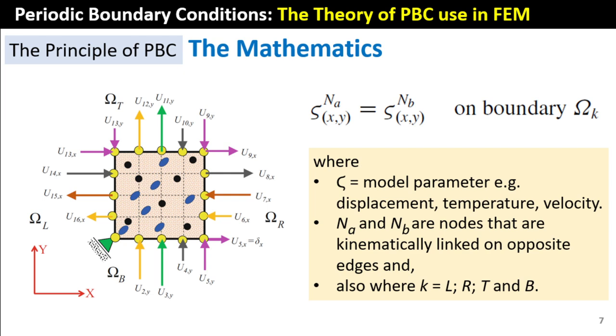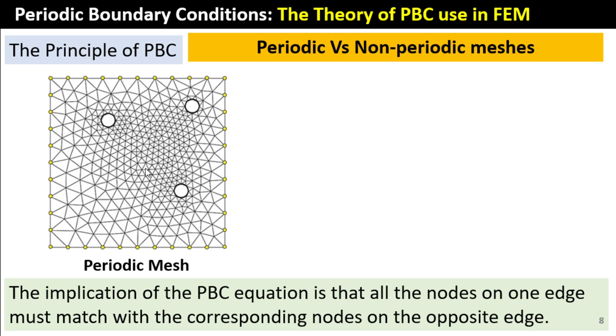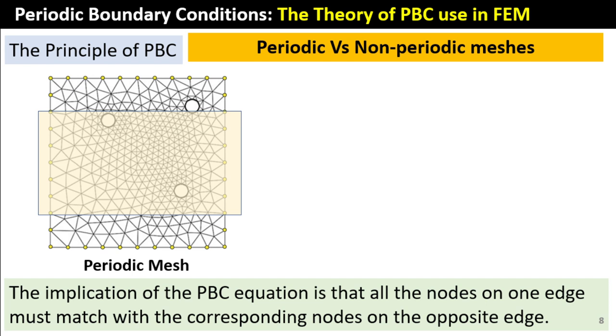So the implication of that mathematics is that you would end up having this idea of a periodic or a non-periodic mesh. So for example, let's look at this case. So you got a mesh. This is a domain like a steel plate with three holes in it, and it's meshed. I've taken time to mesh it so that the number of nodes on one edge equals the number of nodes on the other edge. So if we home in onto a set of nodes, let's say just some of those central nodes, what you will notice is that each node here is kinematically linked and directly opposite to another node on the other side. So this is important when you are dealing with periodic boundary condition.